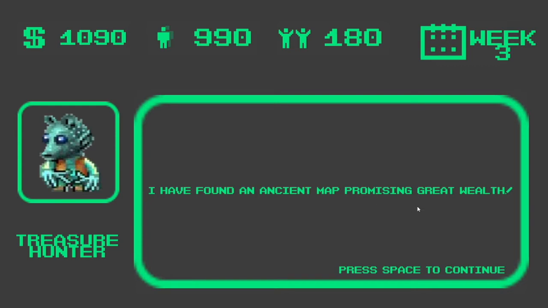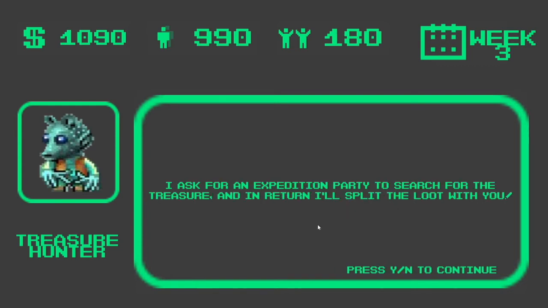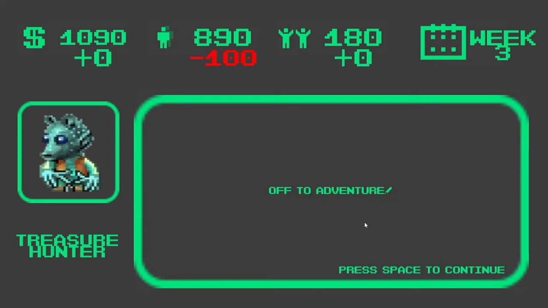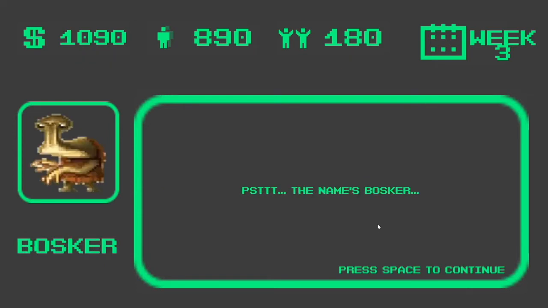I found an ancient map promising great wealth. Well, sounds good to me. They want an expedition party to search for the treasure. Pretend I'll split the loot with you. I'll be trusting just this once. Off to adventure. Psst, the name's Bosca. Give me $50 if you want to find out the truth. What truth? All right, we've got plenty of money. I'm going to go investigate.